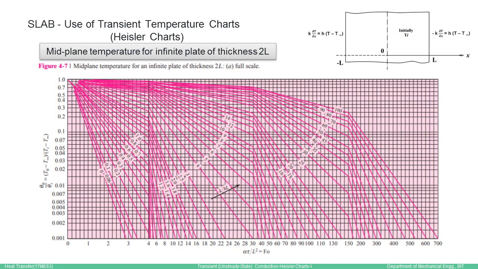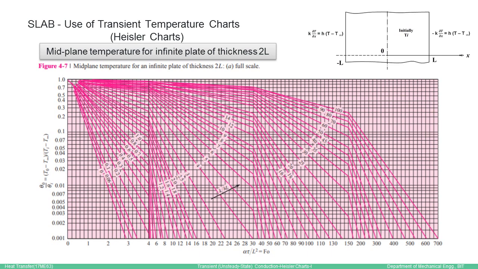For this case, the x coordinate is the Fourier number. It is given from 0 to 700, and the dimensionless temperature will always vary from 0 to 1 in the y coordinate. The different curves drawn here are for different values of k by hL, which is nothing but 1 by Biot number.